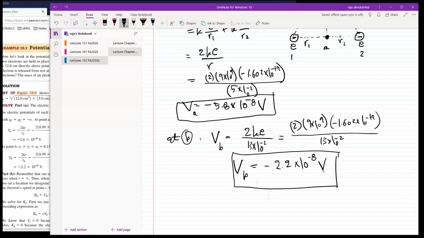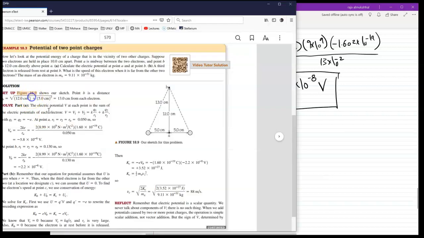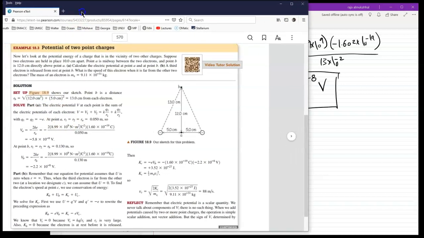All right. Part B. He says a third electron is released from rest at point B. So now imagine there is an electron at point B. In other words, you have 3 of them here. So what will happen to this electron? Well, it's going to fly off. It's going to be repelled by the 2 here.